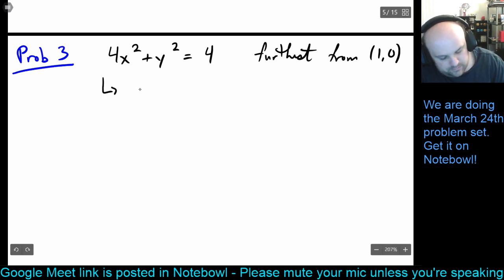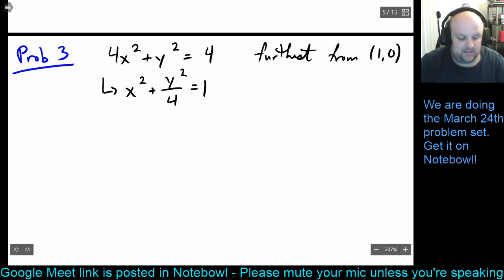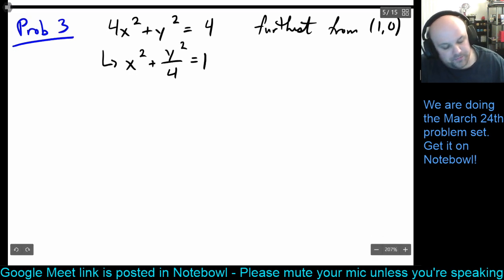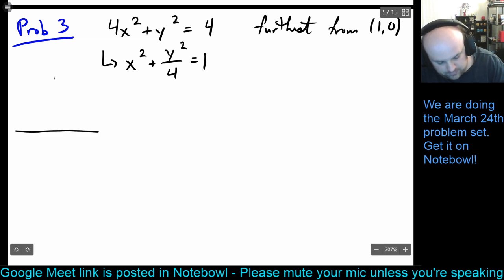So let's graph this ellipse real quick. So I'm going to divide by 4 to put this into standard form, right? Standard form of an ellipse has a 1 over here on the constant side. So this ellipse is taller than it is wide. Okay, so it looks something like this.